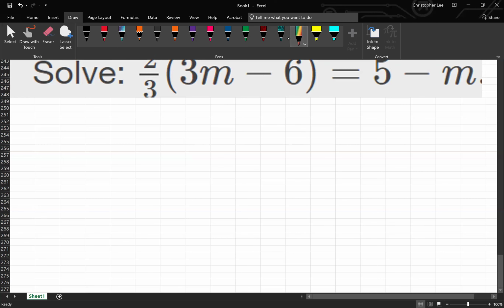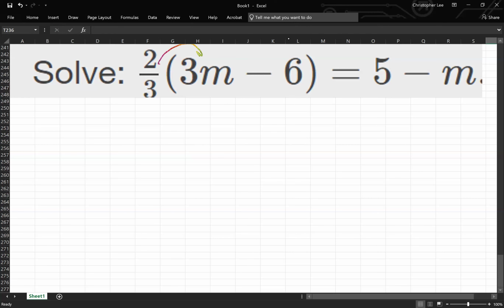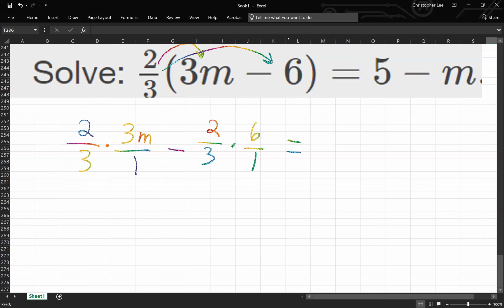So I'm going to take the 2 over 3 and multiply it over here. I'm going to multiply it over here. So now I have 2 over 3 times 3m over 1 minus 2 over 3 times 6 over 1 is equal to 5 minus m. Okay, did I lose anybody with that step?